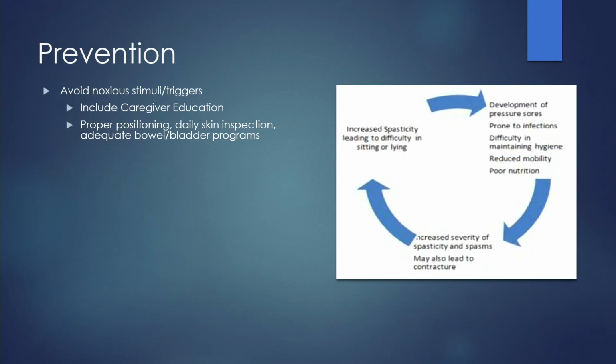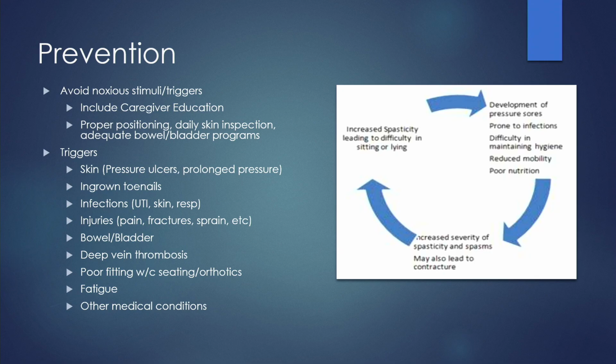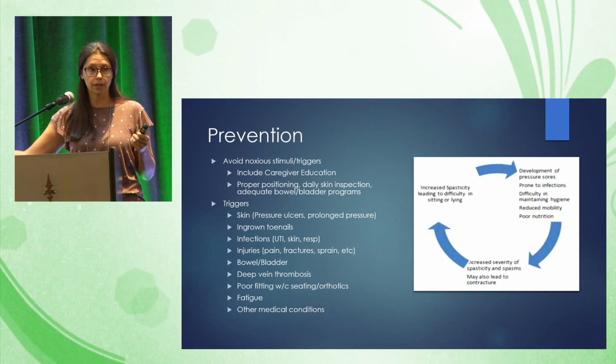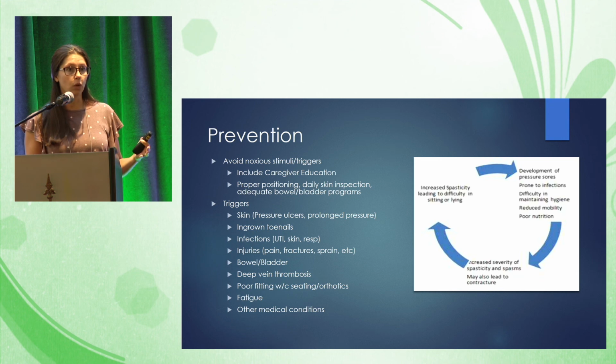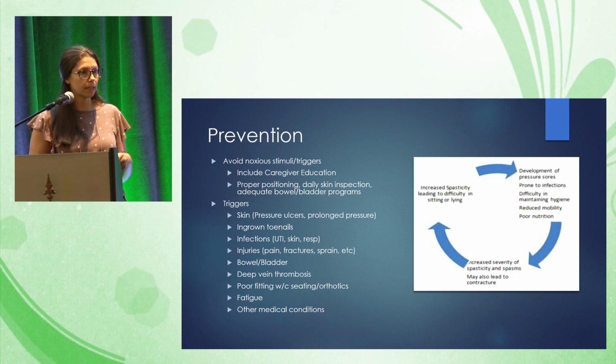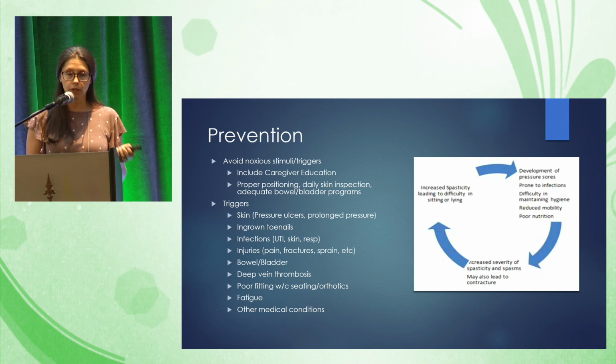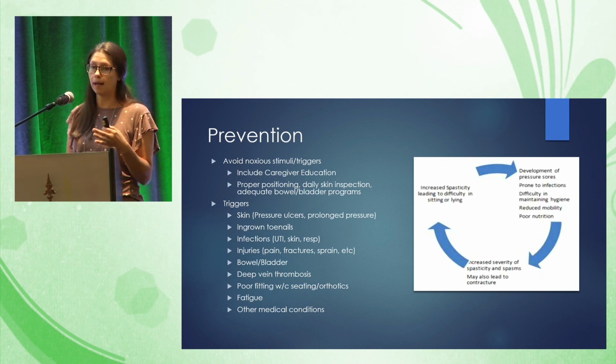Prevention, so looking for triggers that may particularly bother you, whether it be positioning, or skin checks if you're having skin problems that can cause issues with spasticity, and looking at what triggers. So these are the most common triggers that I am seeing in clinics. So if there are pressure ulcers or rashes, or if you've been in one position for a prolonged period of time and your body's telling you, hey, I need to move a little bit. It's a trigger to you that something has to happen.